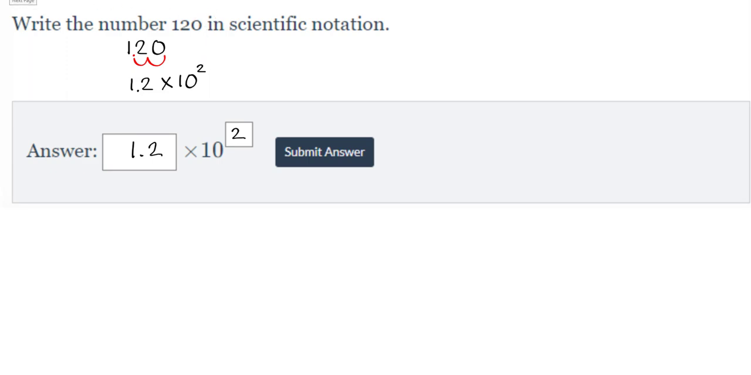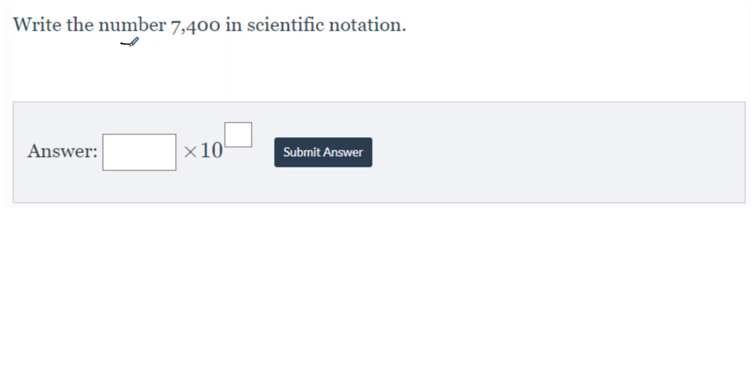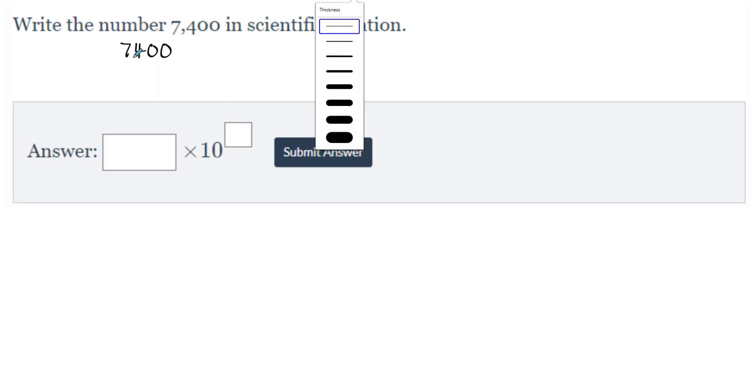Let's try another number. Again, we're going to rewrite the original problem. I'm going to put 7,400. I'm going to switch over to red, and place the decimal between the 7 and the 4. Again, you can only have one digit to the left of the decimal, and this falls within our criteria of 1 through 9. It can't be 10 or 11, it can't be 2 digits, one digit only.